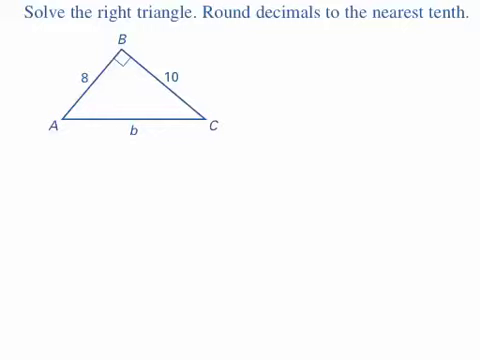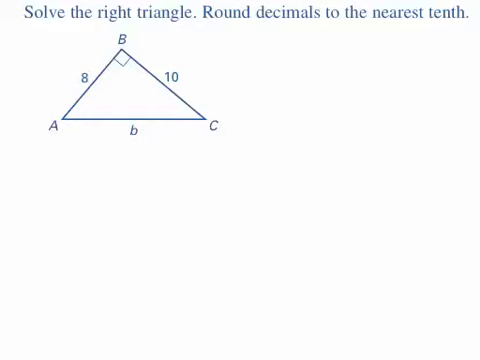Let's go ahead and try to solve the right triangle. Go for it. It says to round the decimals to the nearest tenth. That's going to be important for my answer. If you notice, we know both legs. One leg is 8 and one leg is 10. We're going to go back to the Pythagorean Theorem to find b, or the length of my hypotenuse.